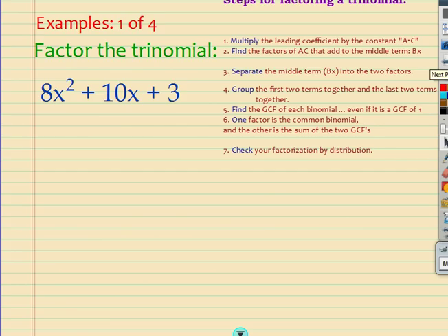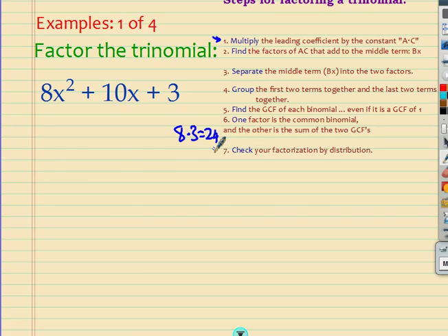Here's our first example. In order to factor this trinomial, I can try to factor out the greatest common factor first, and 8 is not divisible by 10 or 3, so factoring out the GCF is not going to help us. In this case, we are going to start our process, and step 1 is to multiply the leading coefficient by the constant. The leading coefficient is 8, the constant is 3, multiply them together. 8 times 3 is equal to 24.